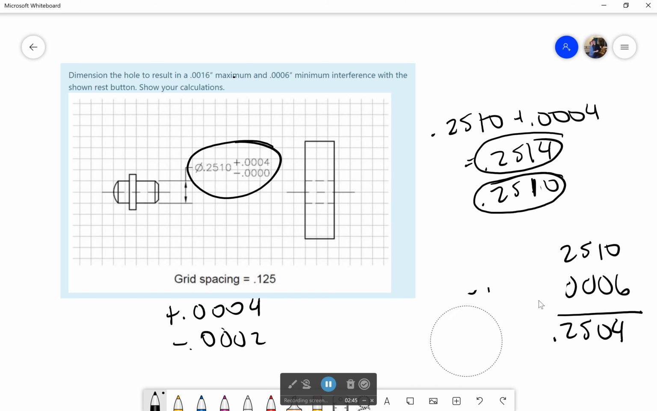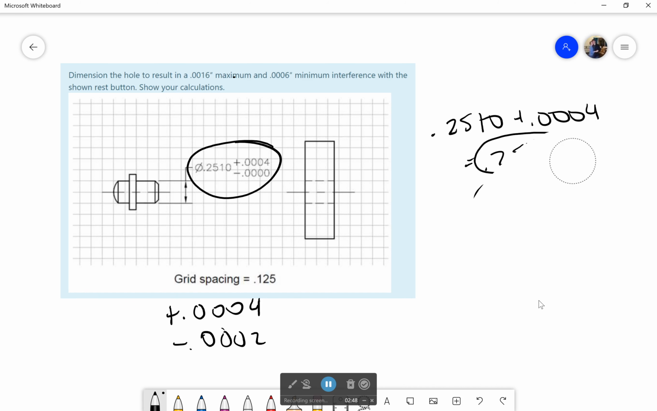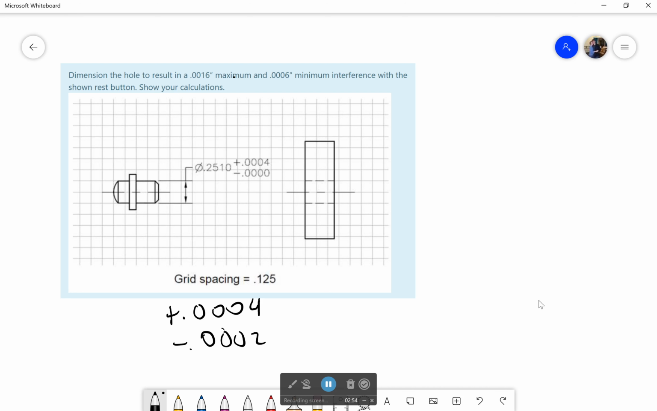Now let's go ahead and draw this. We've done our math, and we figured it out so far. Remember, for both these cases, I had to figure out what was the worst case scenario for the maximum and minimum. For the maximum, it was the biggest shaft and smallest hole. For the minimum interference, smallest shaft and the largest hole. Now let's go ahead and draw this.